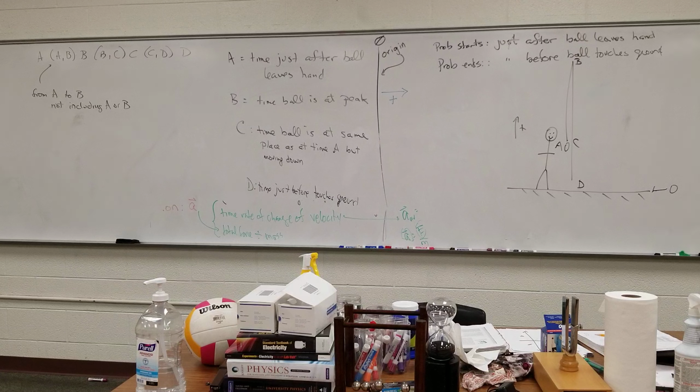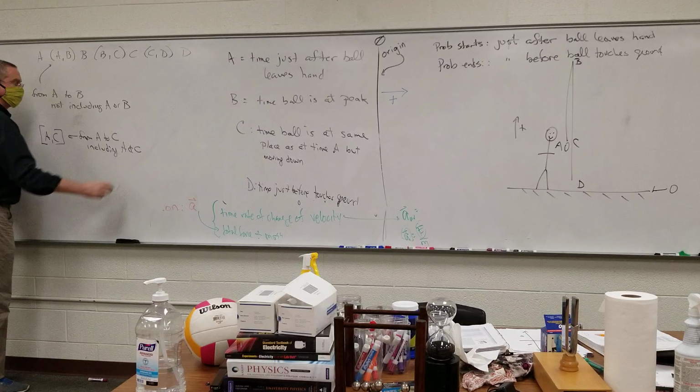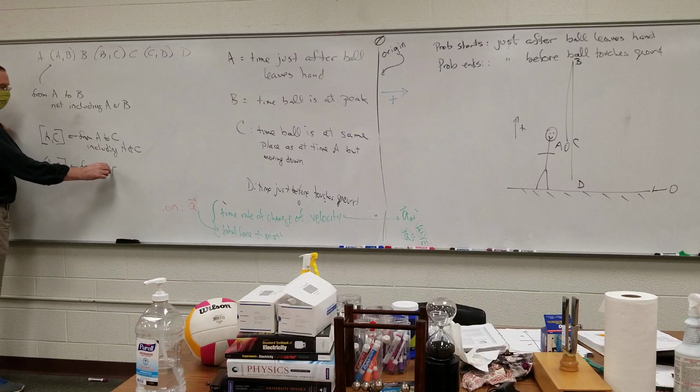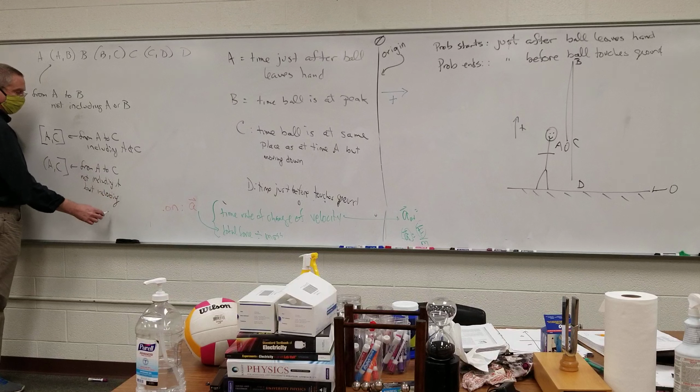If I wanted to include A or B, or let's say I have something going from time A to time C and I want to include A and C, I'd use a square bracket. So this is from A to C, including A and C. Or if I want to do A to C, not including A, but including C. At this point, the word including doesn't look right.